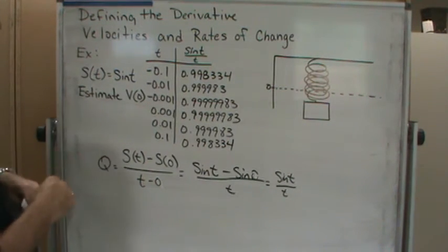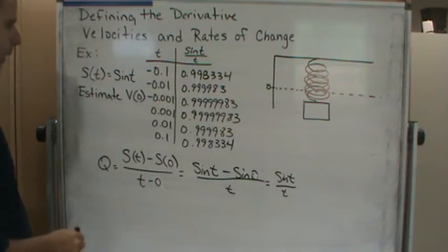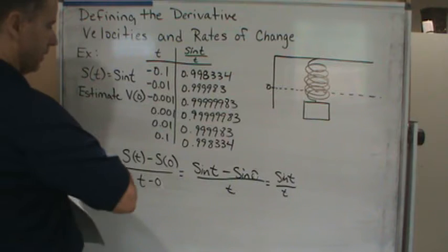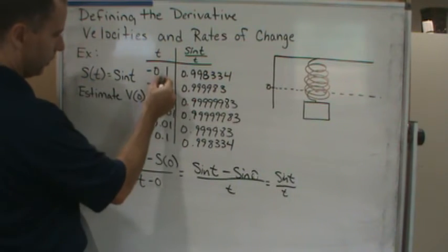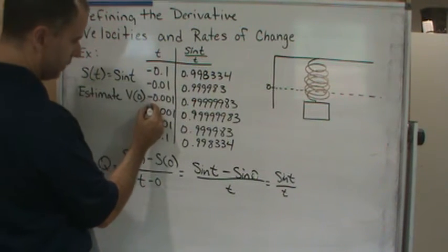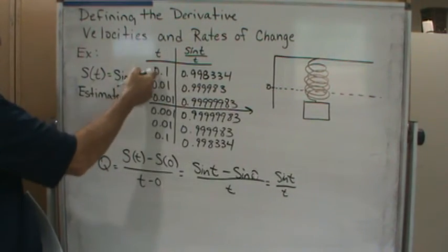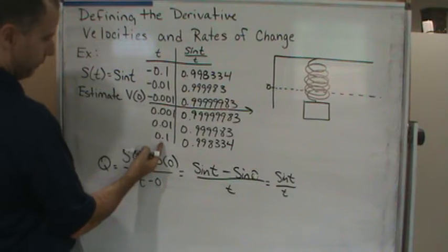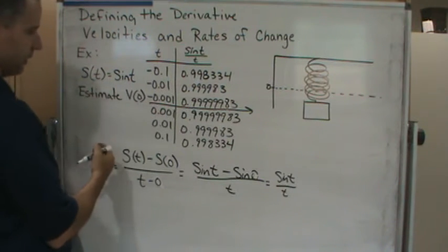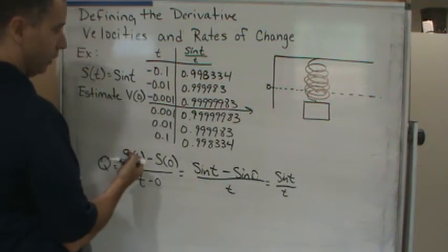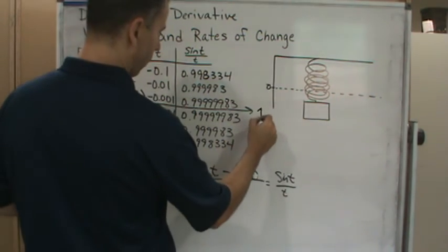Okay, and so what's this approaching as we get closer and closer to 0? So here we're getting closer to 0 from the negative direction, and from the positive direction as we get closer and closer to 0. Where is it approaching? It seems like it's approaching what? 1.